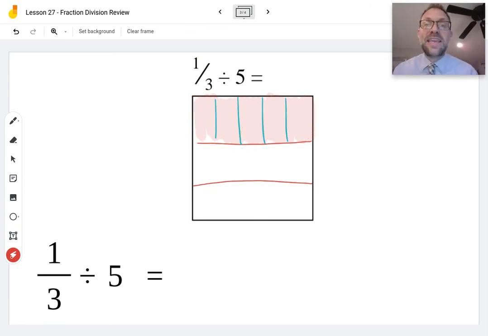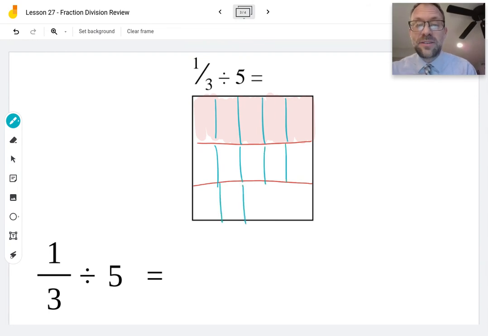But in order to make sense of the answer, we know that we have to divide the other thirds as well. So let's divide the second third into 5 pieces. And let's divide this last third into 5 pieces. And now we read our answer as 1 piece out of all the pieces in the whole. That's 1 piece out of 15.